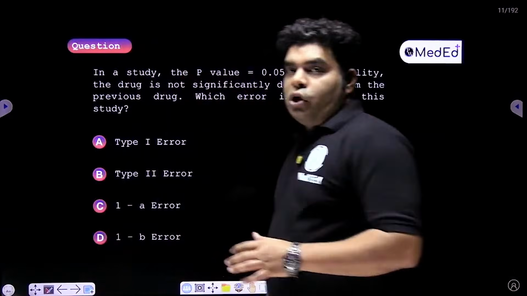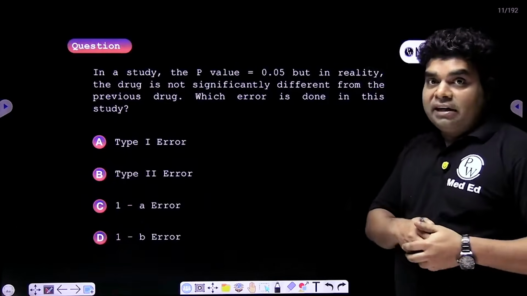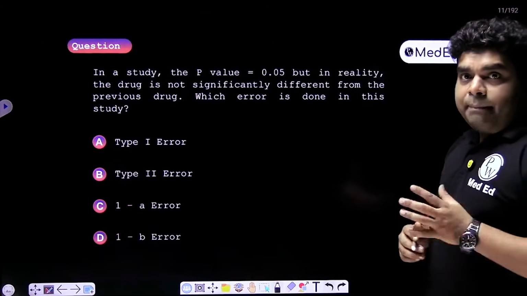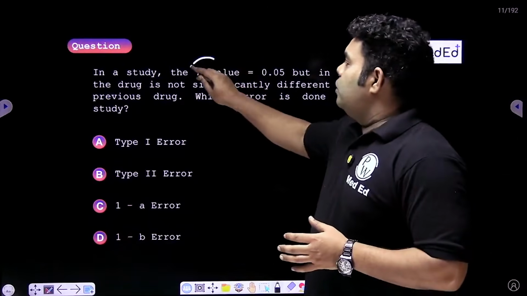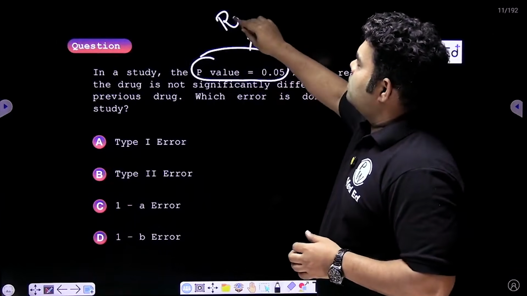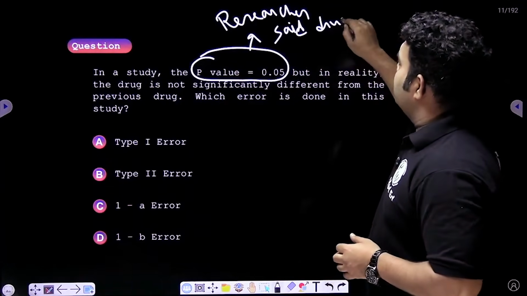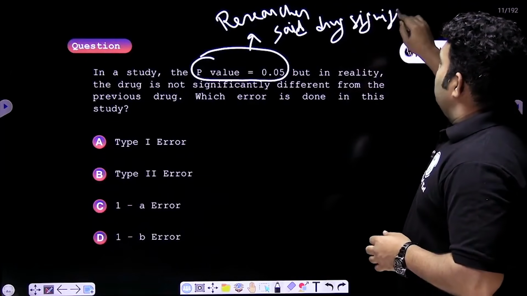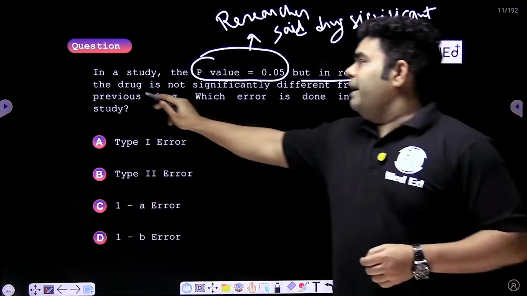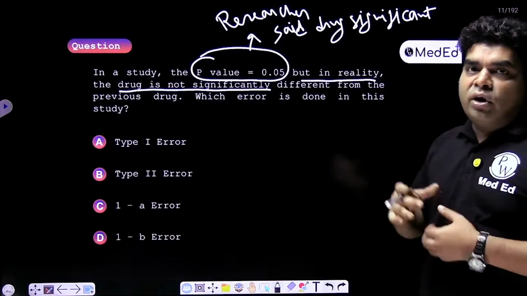Then let's do one more question on this pattern: if the p-value is 0.05, but in reality the drug is not statistically different from the previous drug, which error is made in this study? So what is happening here is the p-value is coming as 0.05. A p-value of 0.05 means the researcher has brought the result and the researcher said the drug is significant. Researcher is saying the drug is significant, but in reality the drug is not significant.